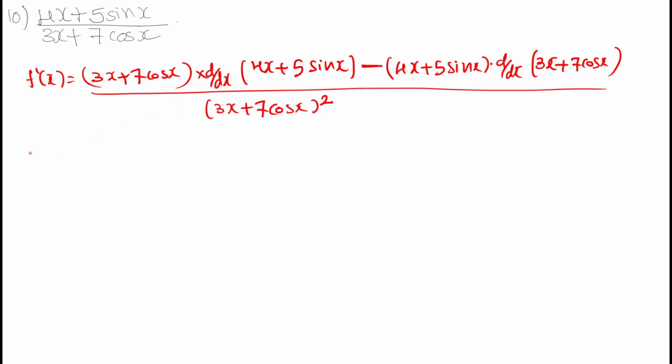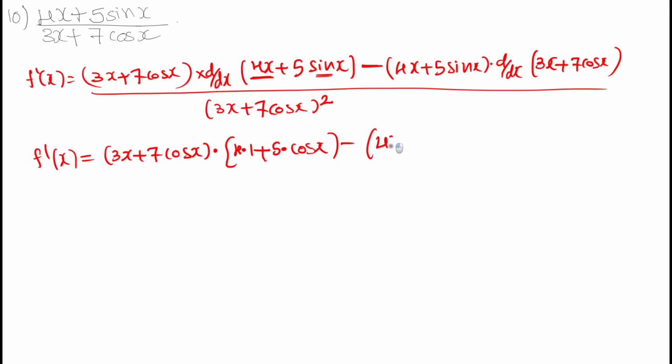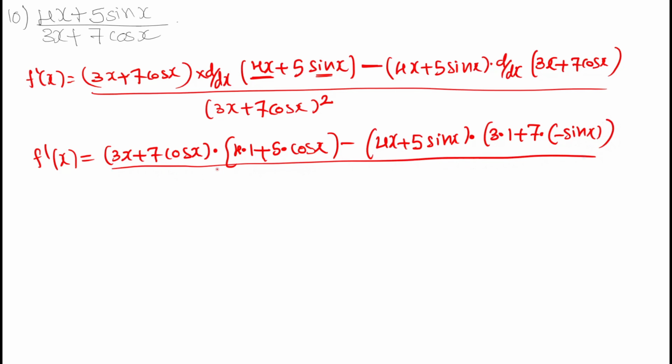So simplify this one. f dash of x is equal to (3x plus 7 cos x) into, see, the derivative of 4x, 4 into derivative of x is 1, plus 5 into the derivative of sin x, that is cos x, minus (4x plus 5 sin x) into d by dx of, see, 3 into derivative of x is 1 plus 7 into the derivative of cos x, that is minus sin x, divided by (3x plus 7 cos x) whole square.